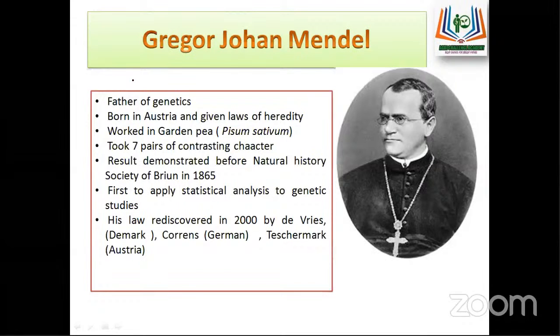After that, he gave the laws of heredity. Here I have mentioned only the important points. He worked with the garden pea, Pisum sativum, and took 7 pairs of contrasting characters. He presented his theory before the Natural History Society of Brunn. This society's name is very important. The meetings were held in 1865, on February 8 and March 8. Those two dates you need to remember.